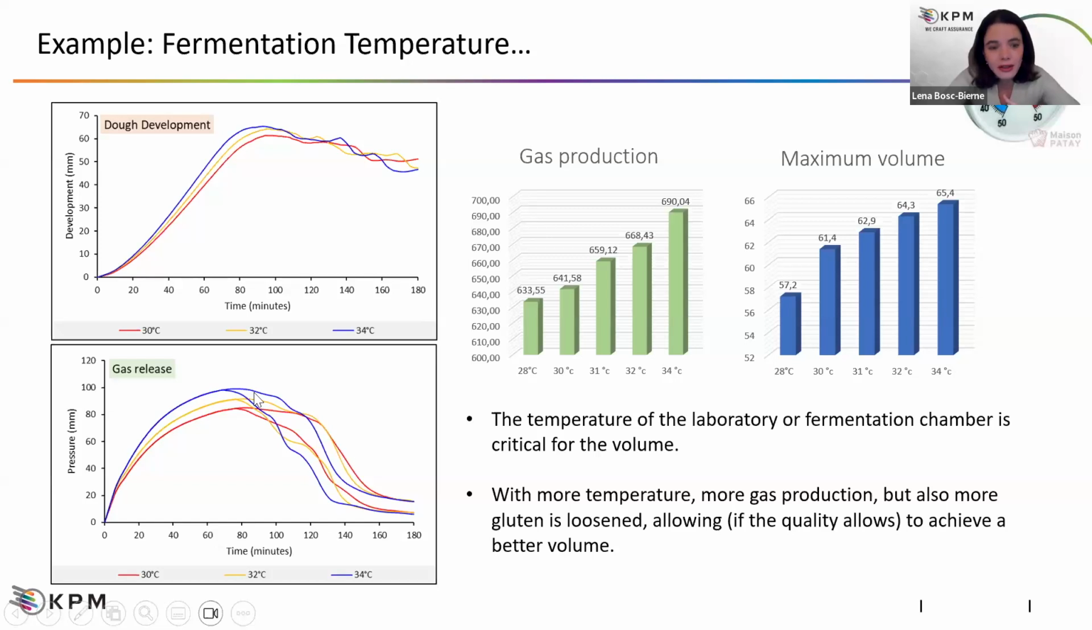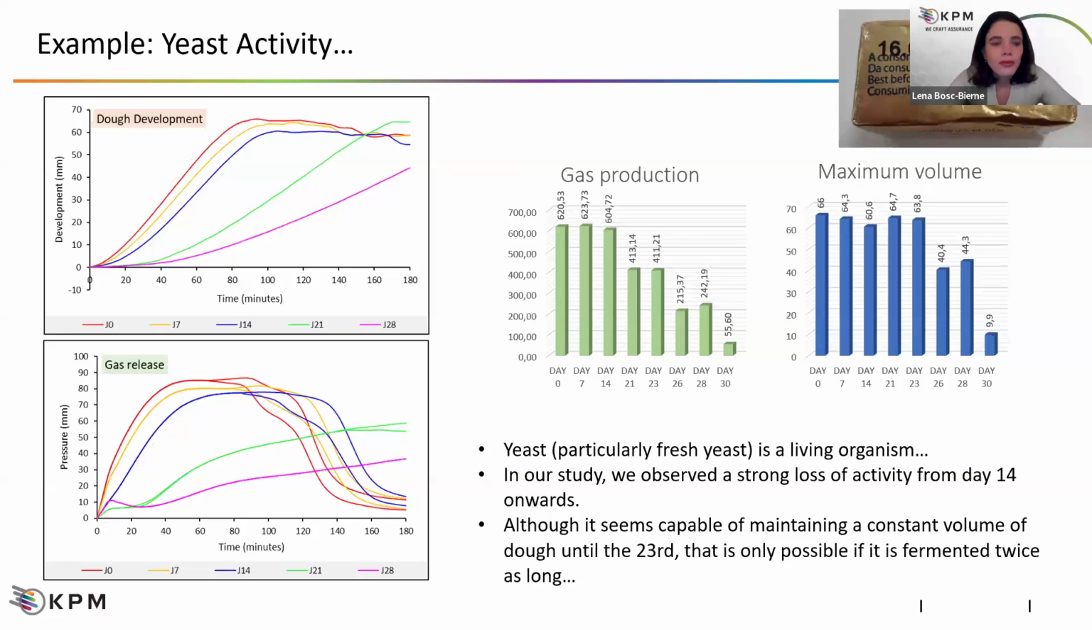And here, this is not very visible, but we have actually an impact on the amount of gas that was lost. This is another example here about following the evolution of the yeast activity. So we have taken a fresh yeast. Fresh yeast is extremely difficult to control because, well, this is a living organism. And we have let it live its life in normal condition for a month.